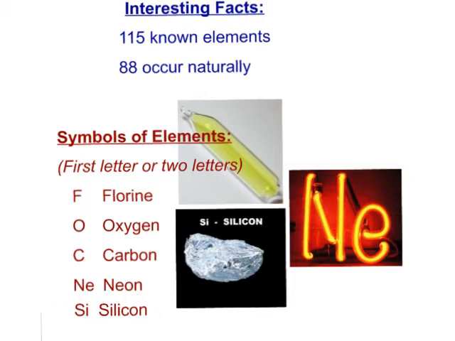When the symbols for the elements are written down, we capitalize the first letter. And if there happen to be two letters, or three sometimes, the subsequent letters after the first one will be lowercase.